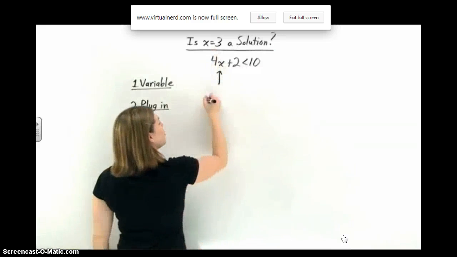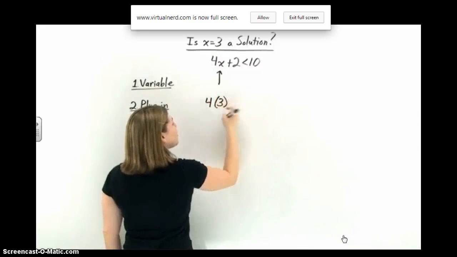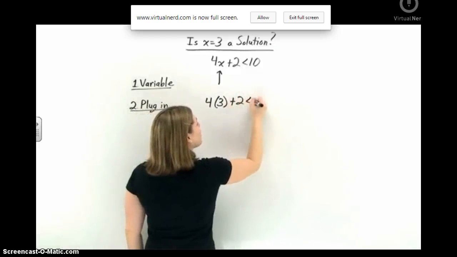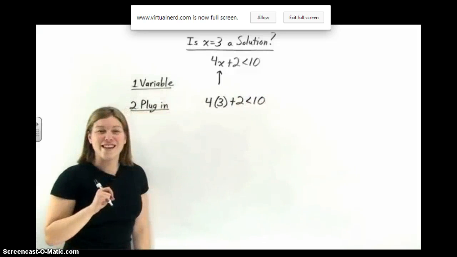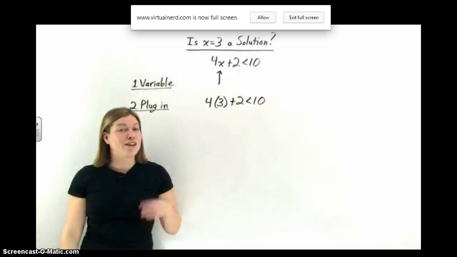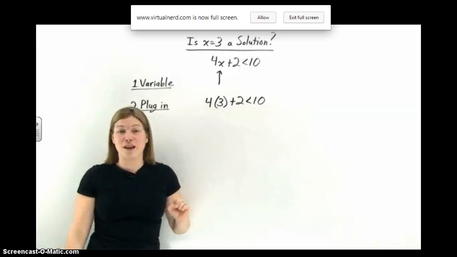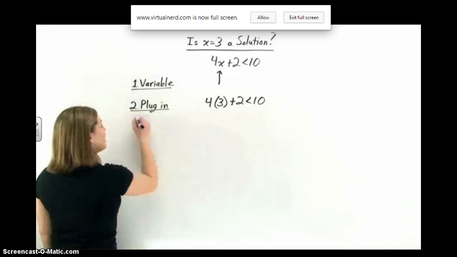So, let's rewrite our inequality. Here we have 4 times x. So instead of writing x, we write 3. Now we have 4 times 3. And we write the rest of our inequality. Plus 2 is less than 10. Great. Now to see if x equals 3 is a solution to our inequality, we need to simplify this and see if it's a true statement. If it is, 3 is a solution to the inequality.